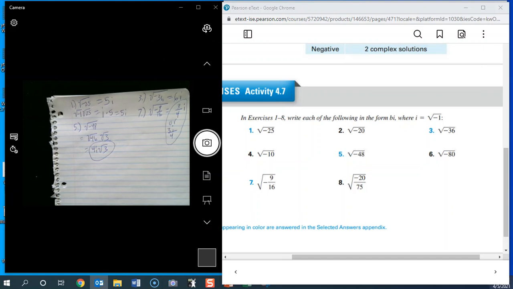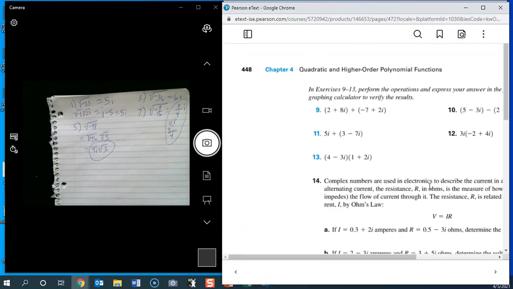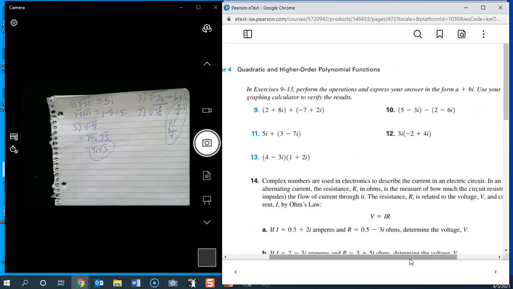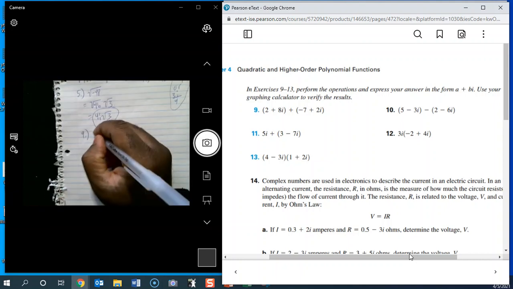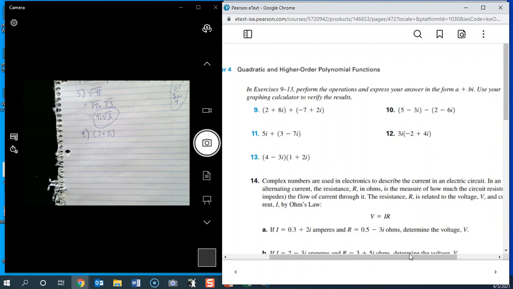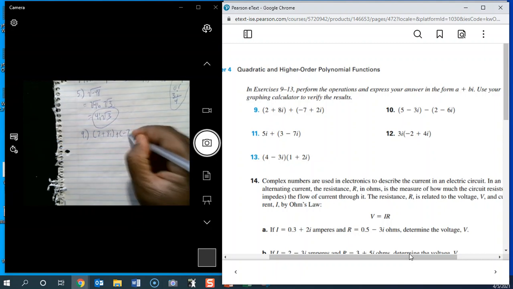All right. Now we move on to the next page. Now we go here. It says in exercises 9 through 13, perform the operations and express your answer in the form a plus bi. Use your graphing calculator to verify the results. Now, let's do problem number 9. They want us to have this in a plus bi form. So we add 2 plus 8i plus a negative 7 plus 2i.